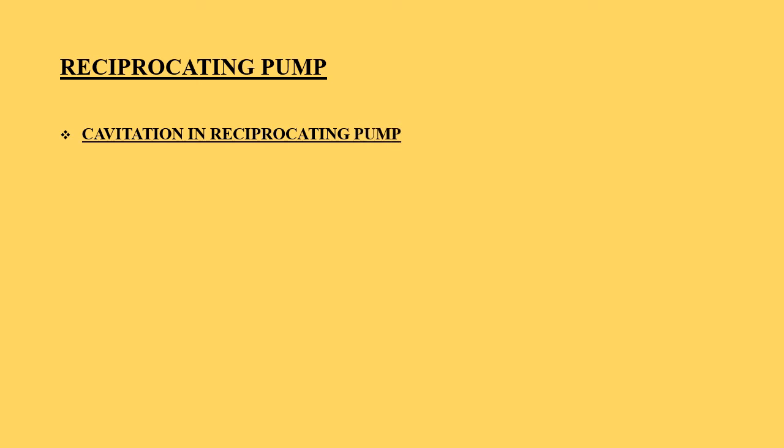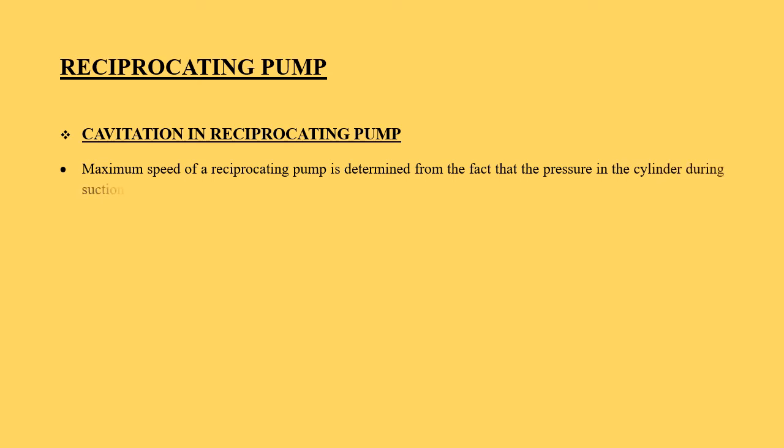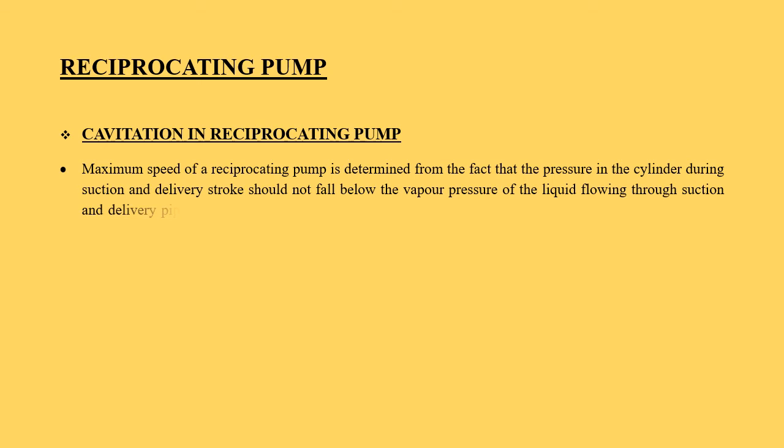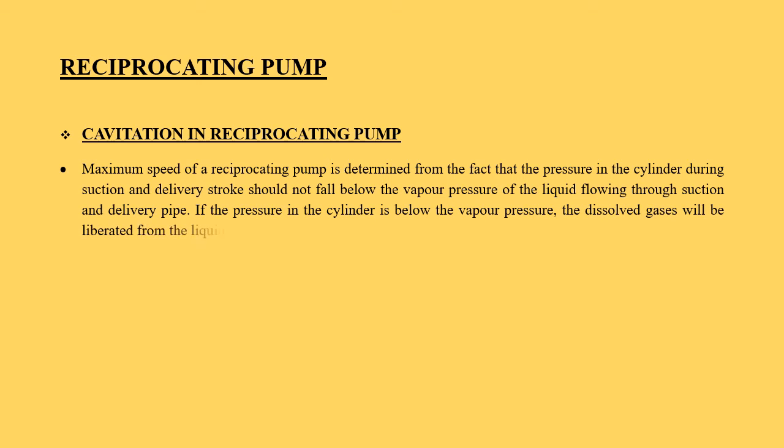Cavitation also takes place in a reciprocating pump. To obtain the maximum speed of a reciprocating pump, the pressure in the cylinder during the suction and delivery stroke should not fall below the vapor pressure of the liquid flowing through the suction and delivery pipe. If the pressure in the cylinder falls below the vapor pressure, the dissolved gases will be liberated from the liquid and cavitation will take place.